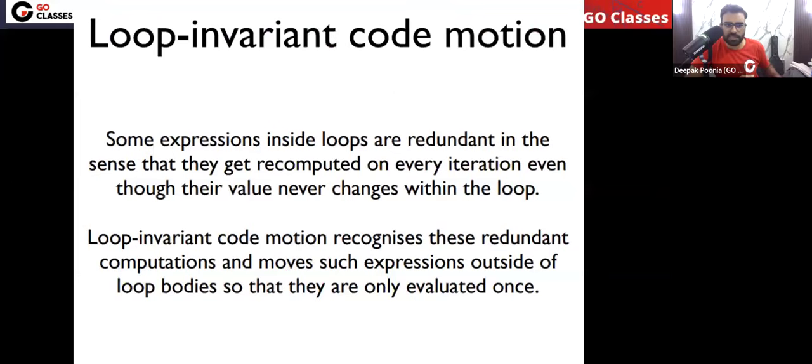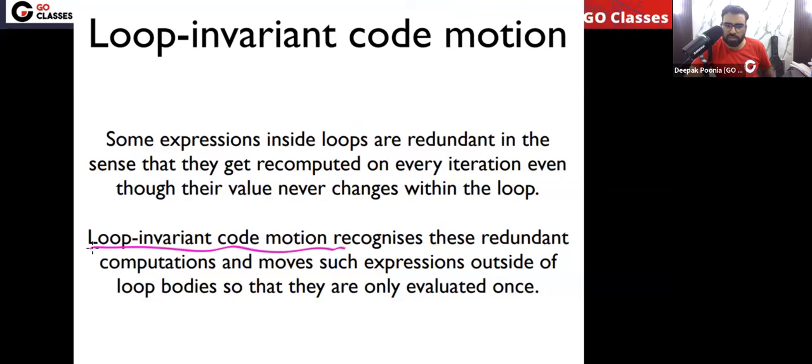So let's see the definition of code motion, or I can say loop invariant code motion. Why do we call it loop invariant code motion? Because we will move only that code which is unchanged by the loop. Loop invariant means the code which is not changed by the loop, that code we can move outside the loop. Some expressions inside the loop are redundant, in the sense that they get recomputed on every iteration, even though their value never changes within the loop.